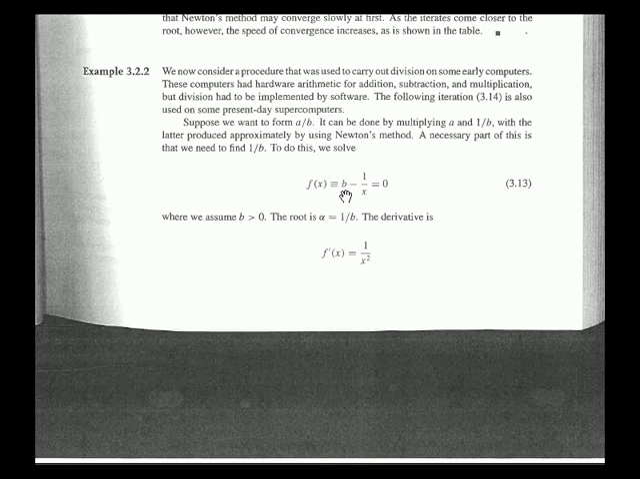Well, we apply Newton's method to b minus 1 over x equals 0. And if Newton's method can find the root, of course the root will be 1 over b, which is what we want. However, we have to do Newton's method in such a way that there are no divisions. So we apply Newton's method to this f, b minus 1 over x, knowing that if it converges, it'll converge to 1 over b.